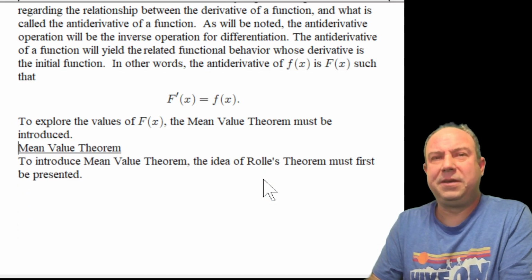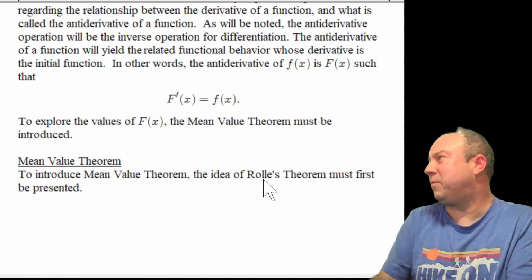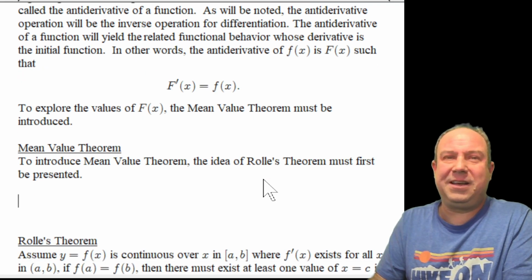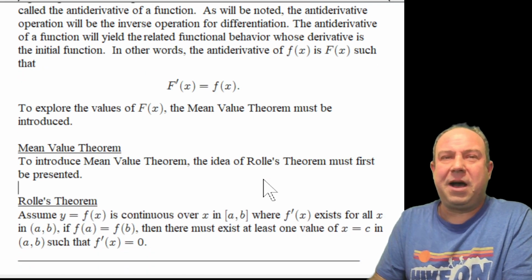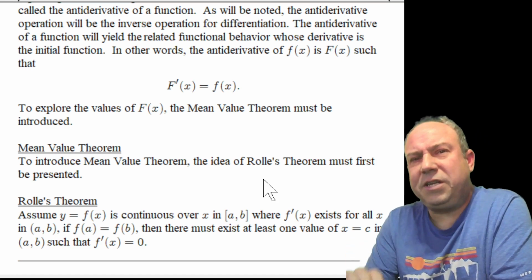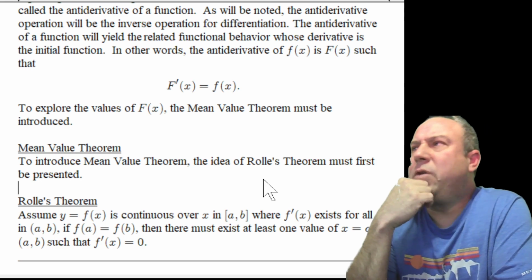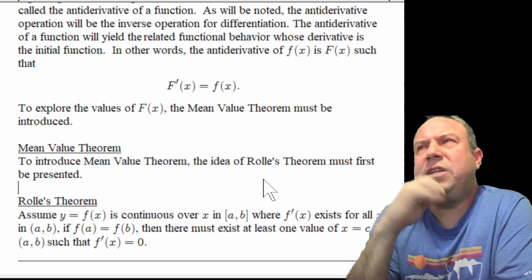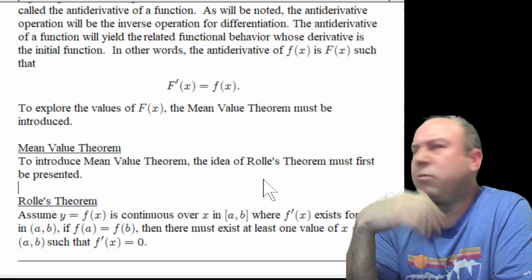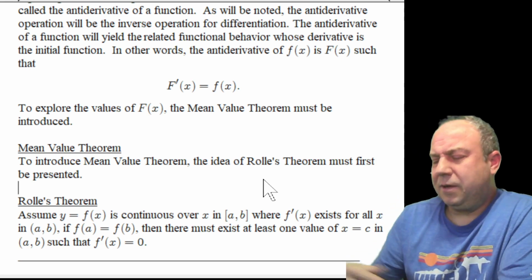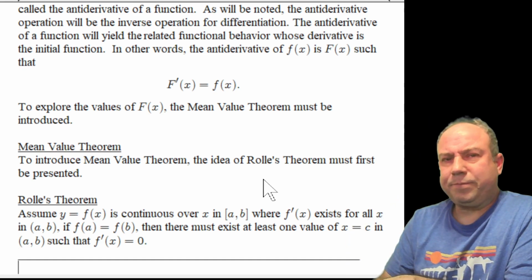Now, to introduce the mean value theorem, this is a bit of a nested idea. We have to also talk Rolle's theorem. We first need to present Rolle's theorem. If we want to prove the mean value theorem, we're going to need Rolle's theorem in that proof. Rolle's theorem. I don't know how you pronounce it. I always say Rolle, but Rolle's theorem here.